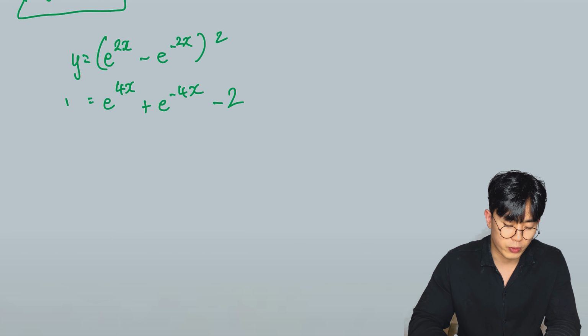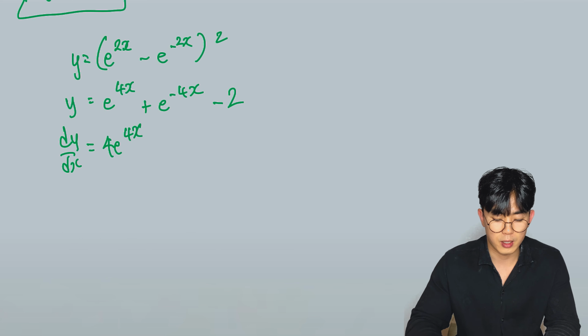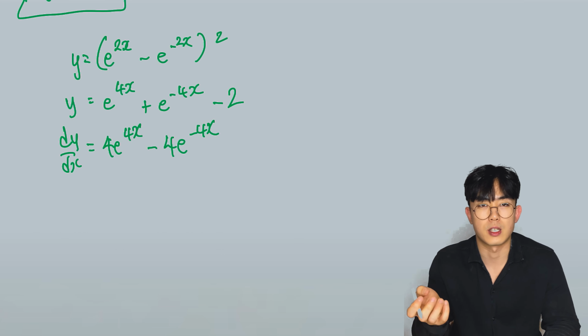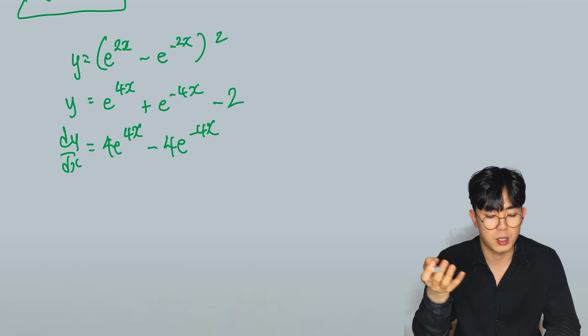And now, once we've done that, we can differentiate each term. So e to the 4x is 4e to the 4x. Differentiating this second term, we get negative 4e to the negative 4x. And differentiating minus 2, well, that is just a number, right? So it just disappears. So as long as you know the rules, then you can differentiate just about anything. Right, let's take another question.